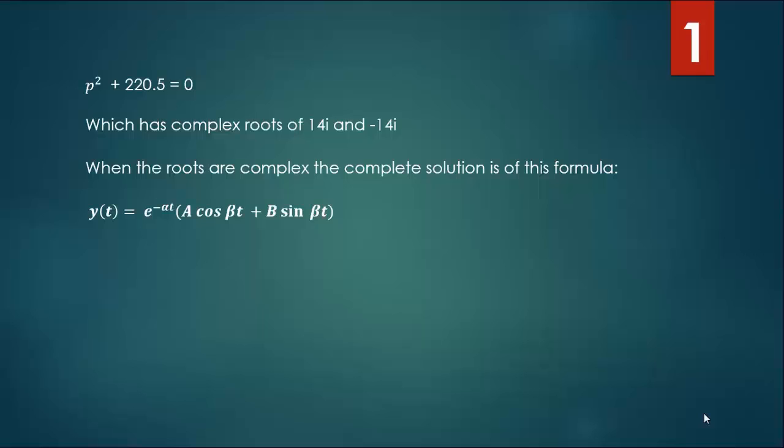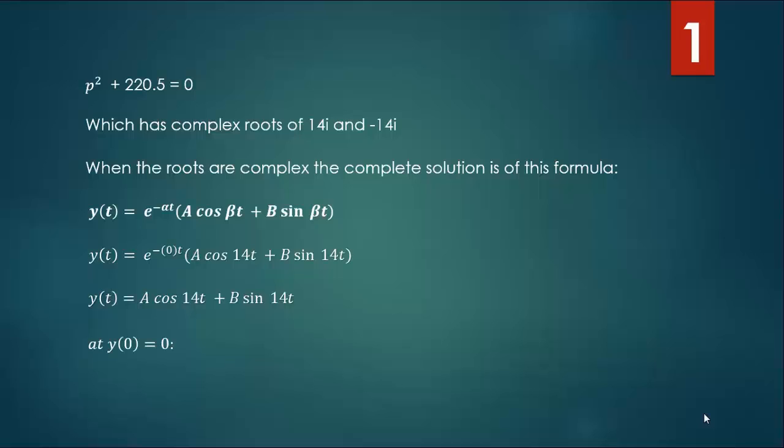So by replacing the roots in the equation, we may now have e to the power of negative 0t times the quantity a cosine 14t plus b sine 14t, which equals a cosine 14t plus b sine 14t.